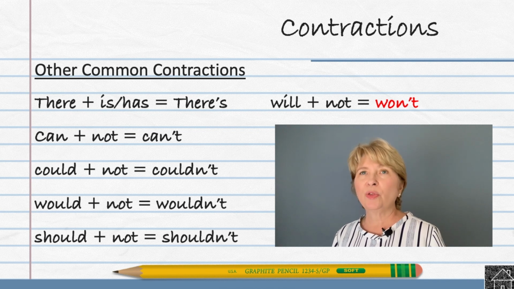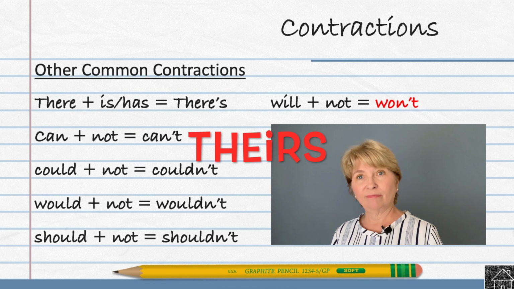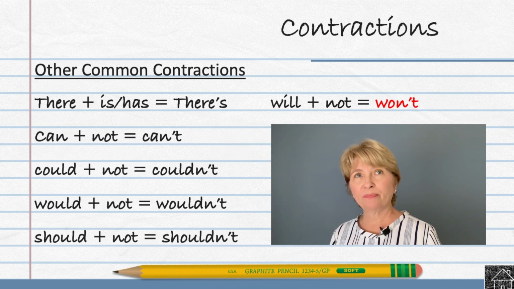There is or there has can be there's. You'll need to listen to the context to know if there's means there is or there has. And there's one more word that sounds exactly like this, and it's theirs, when something belongs to them.